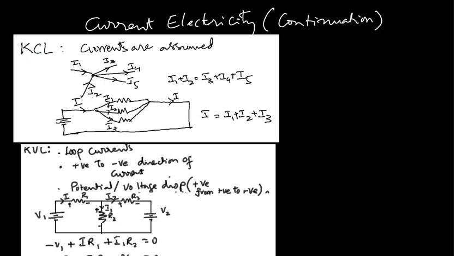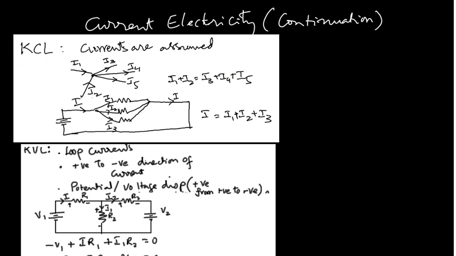So here what it actually states is that if you have a junction point in the circuit, all the currents entering must be equal to the currents leaving. Here the currents entering are I1 and I2 to this junction. So currents leaving are I3, I4 and I5. So if you add these currents, that should be equal to this.